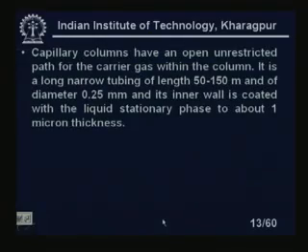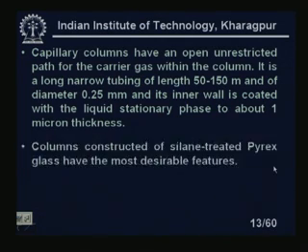We have seen that it is in a zigzag fashion because it is a large column length, 3 meter of length, and you cannot accommodate it otherwise. Capillary columns have an open unrestricted path for the carrier gas within the column, and it is a long narrow tubing of length 50 to 150 meters, extremely long, and of diameter 0.25 millimeter, extremely small, and its inner wall is coated with the liquid stationary phase to about 1 micron thickness, right.